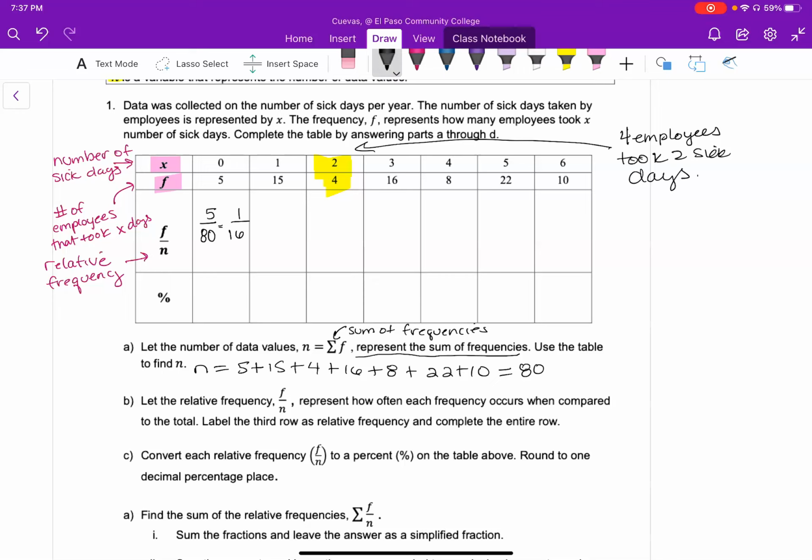And we're going to do this for the whole entire thing. Ready? So in this frequency, it's going to be 15 over 80. So it's going to be 15 divided by 5, that's 3, and 80 divided by 5, that's 16.